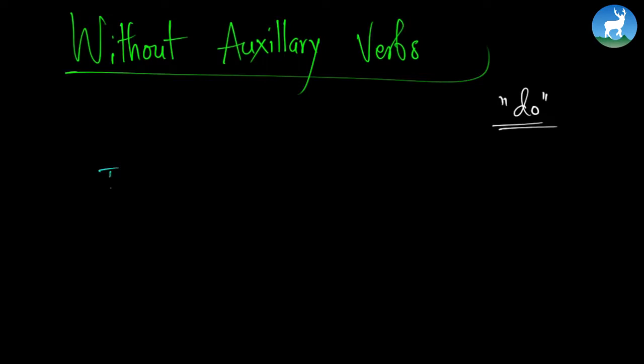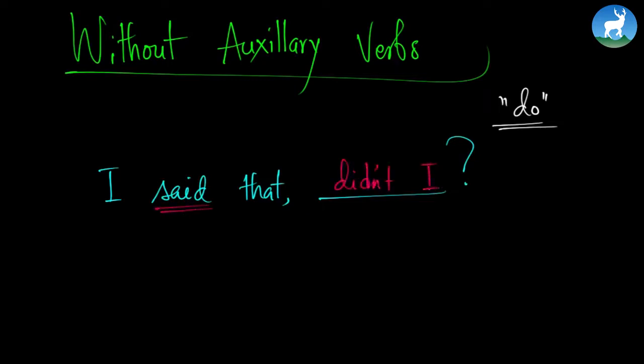For example, I said that. Where's the auxiliary verb? There's no auxiliary verb. Only the verb said is here. So we use didn't I. And why do we use the past form? Because it is in past. That is why we need the past form.